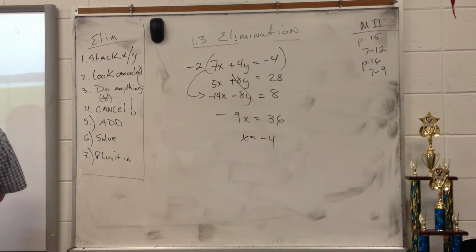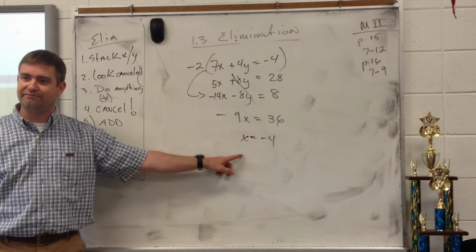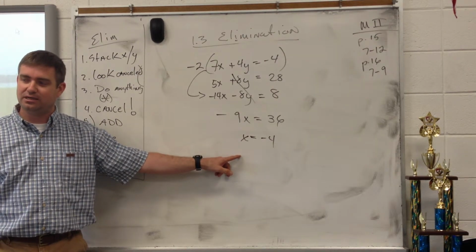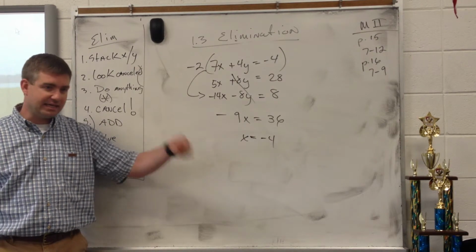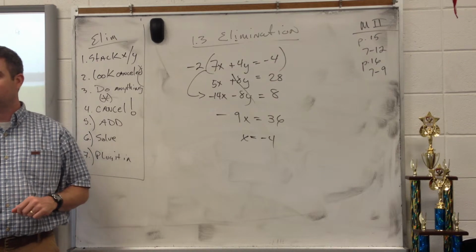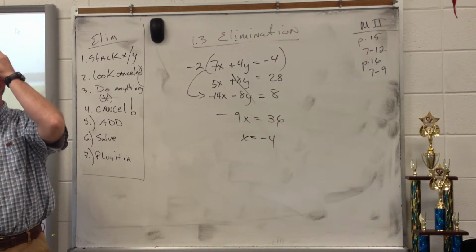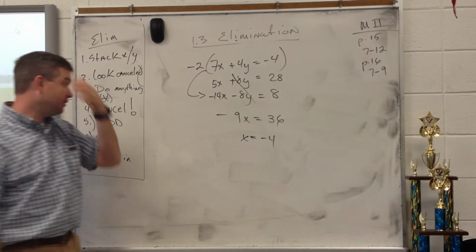Negative 4. Am I done? Nope. That's only half the answer. Here's the question. If it was multiple choice, and you look down there at A, B, and C, and there's only one choice that has x equals negative 4, do you even have to do the rest? No, you could stop right there. Pick negative 4 and move on. Of course, you could work it out and check, right? But be smart about when it's multiple choice.